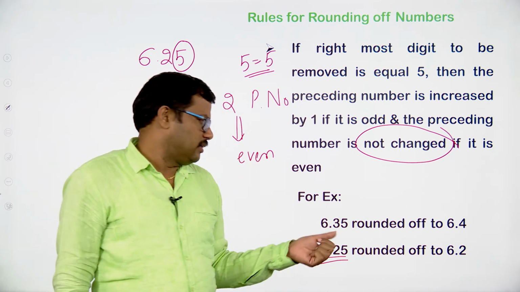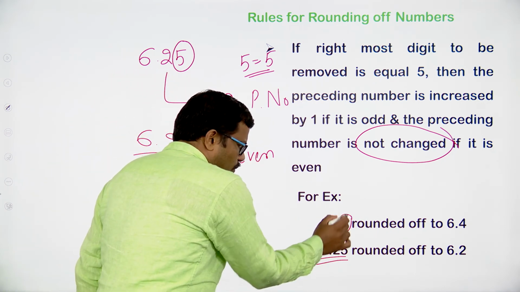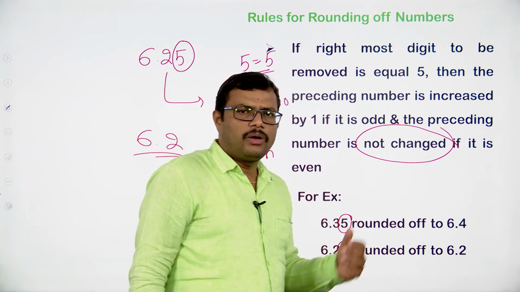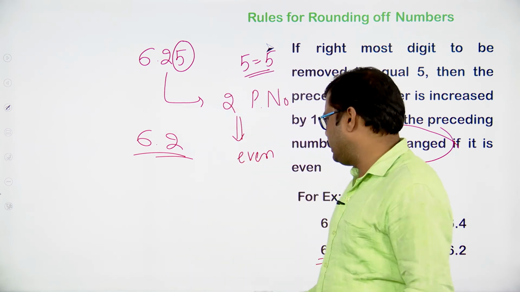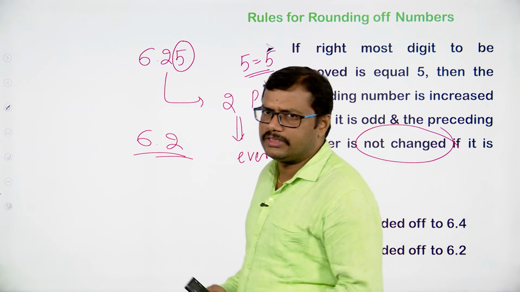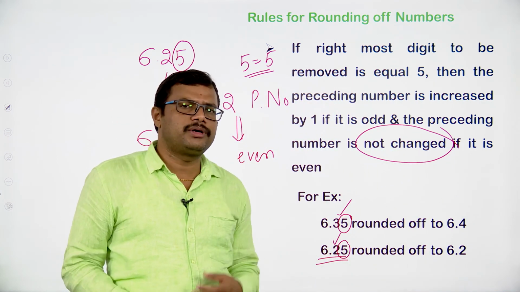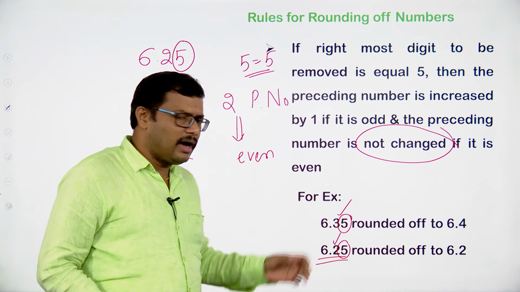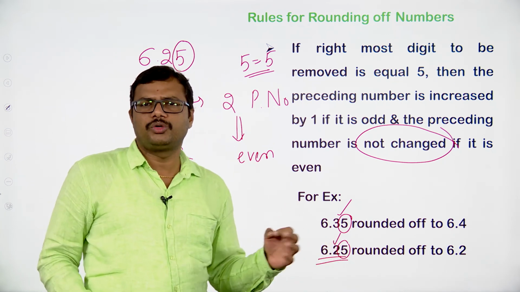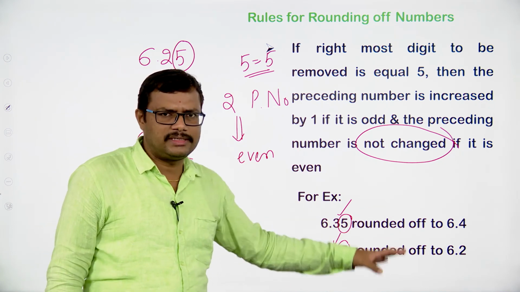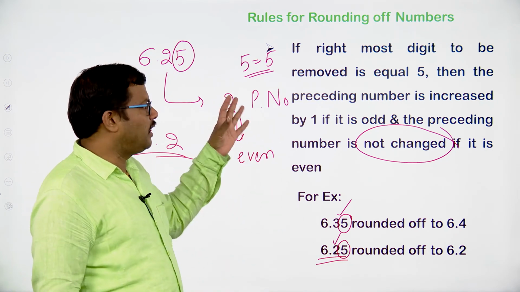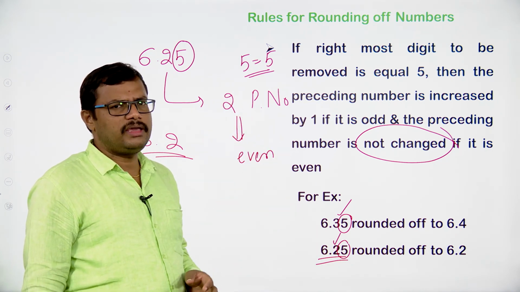So here the last rightmost digit to be removed is exactly equal to 5. In that case, we have to look at the preceding number. Here the preceding number is 3, here the preceding number is 2. When the preceding number is odd, it should be increased by 1. If the preceding number is even, it should not be disturbed. It should be kept as it is without any change. So these are the rules which we follow in order to round off numbers.